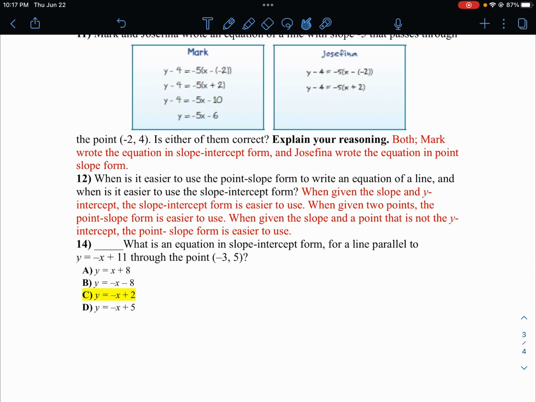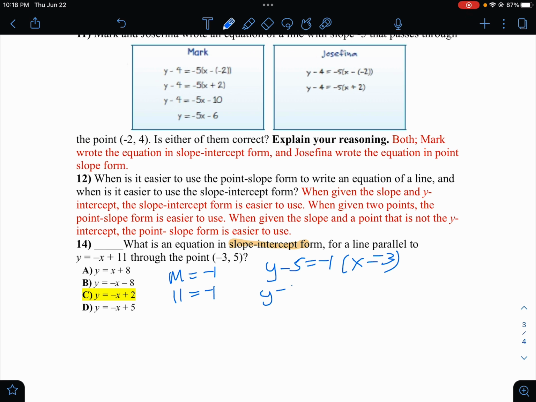So here's a perfect example. Write an equation in slope-intercept form. So this one I told you the answer. So we're going to kind of do this like Mark did. And I want it to be parallel to the line y equals negative x plus 11. So I know the slope of my line is negative 1. So the parallel slope is negative 1. So I'm going to start this problem by writing it in point-slope form. So I'm going to say y minus 5 equals negative 1 times x minus a negative 3.